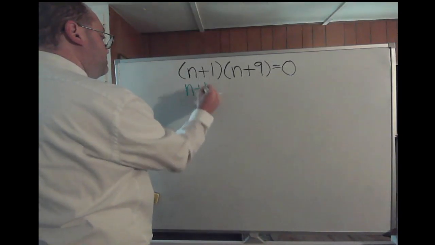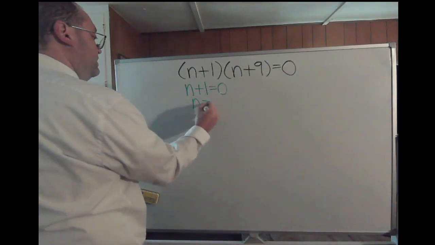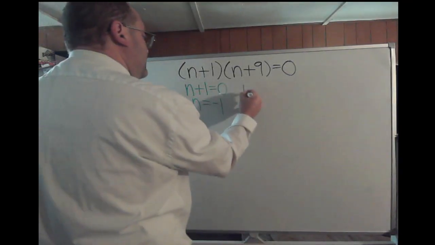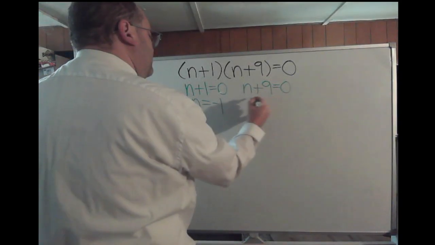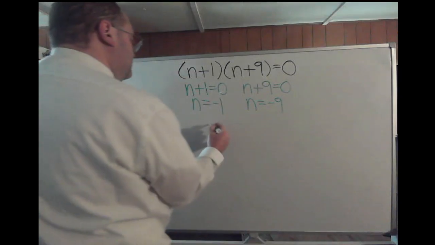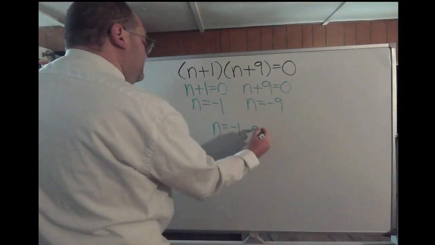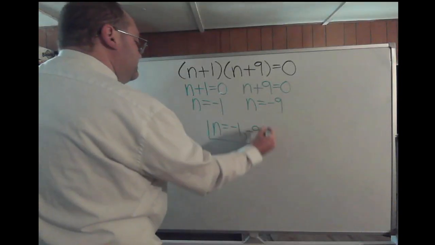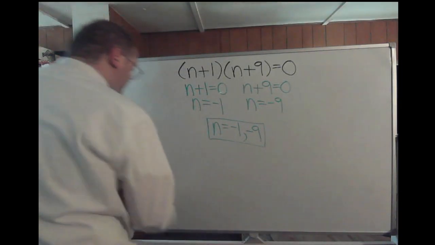You have n plus 1 equal to 0, so n would equal negative 1. Then you take n plus 9, set that equal to 0, then you would get n equals negative 9. So you can write it as n equals negative 1 and negative 9. And those are your solutions to this. N equals negative 1 and negative 9.